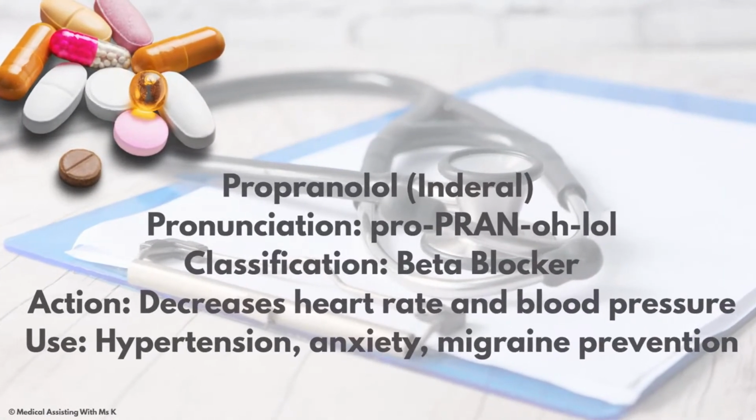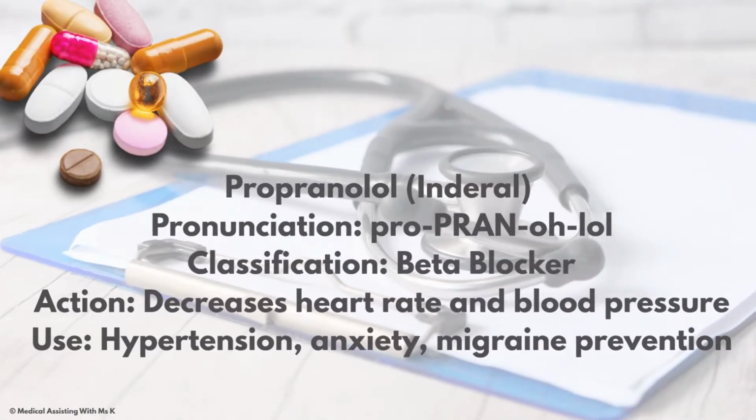Next medication is Inderal. The generic is propranolol. And guys, I want to just remind you to notice the pronunciation is there to help you pronounce it correctly. Classification is a beta blocker, and the action is that it decreases heart rate and blood pressure. The use is for hypertension, anxiety, and migraine prevention.